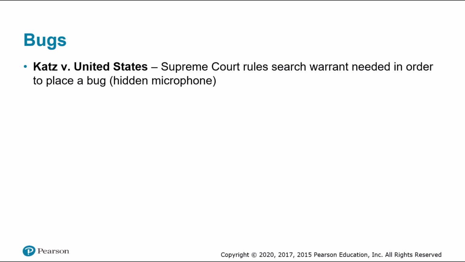So in Charles Katz versus the United States, the Supreme Court ruled in favor of Katz. Justice Potter Stewart wrote that the Fourth Amendment protects people, not places. Because Katz, in the reasoning of the Supreme Court, entered the phone booth with the reasonable expectation that his conversation would not be heard, and what a person seeks to preserve as private, even in an area accessible to the public, may be constitutionally protected.